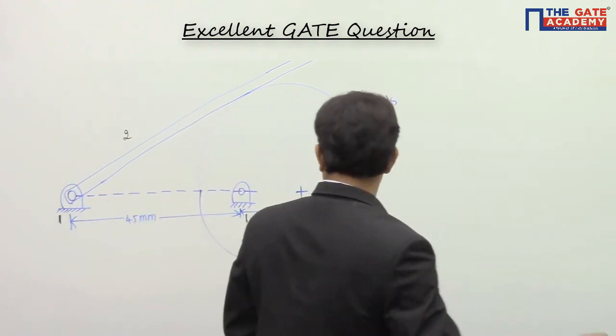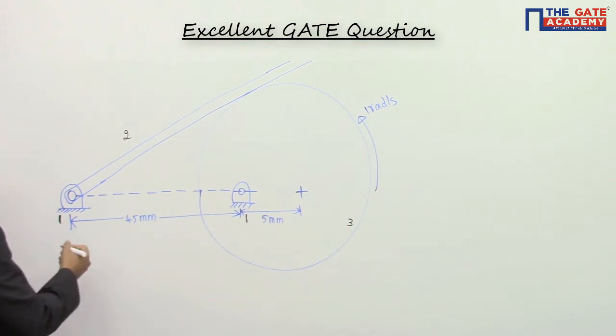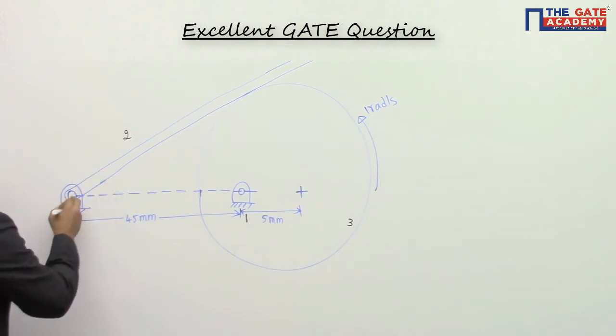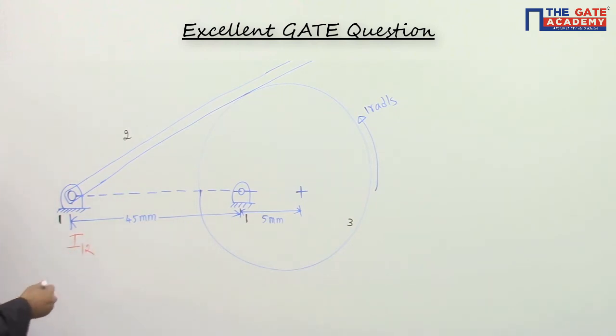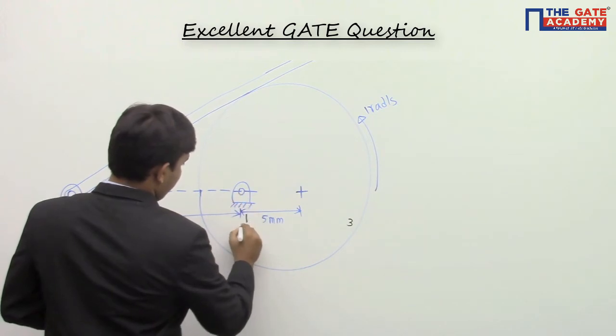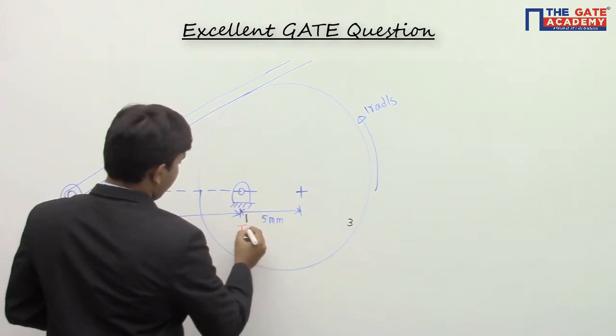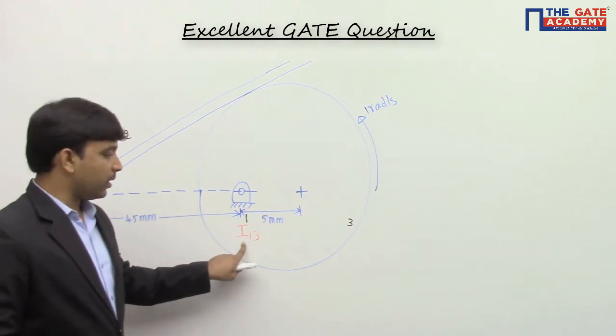Whenever 2 links are connected by a turning pair, the instantaneous center of rotation for the 2 links will lie at the turning pair. 1 and 2 are connected by a turning pair here, so I12 will lie here. Similarly, 1 and 3 are connected by a turning pair here, so I13 will lie at this turning pair. So I12 lies here and I13 lies here.